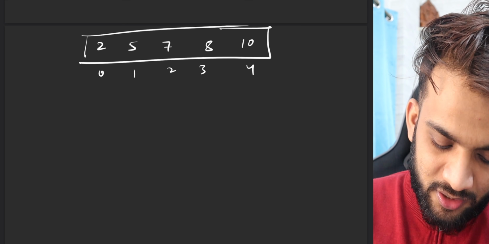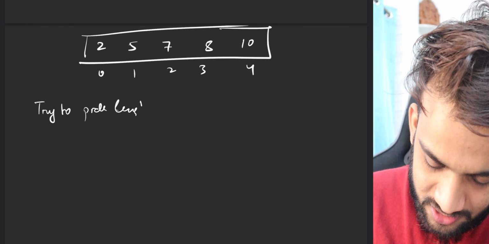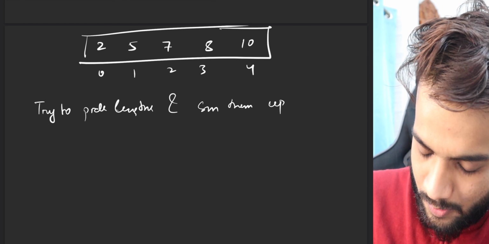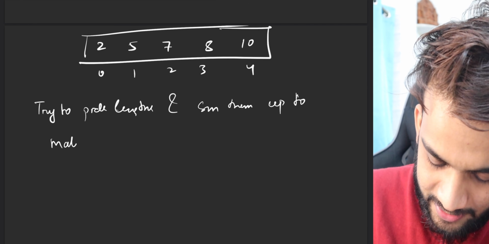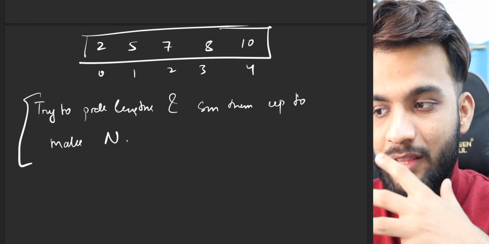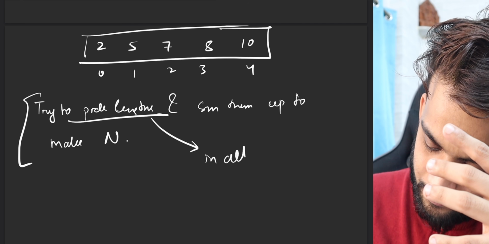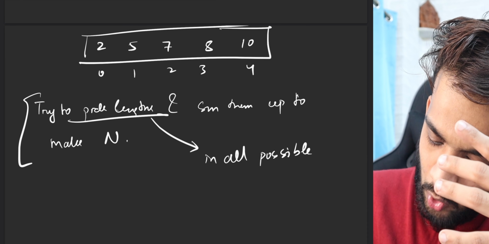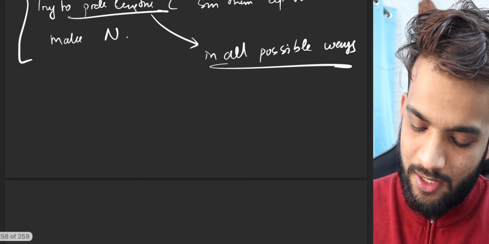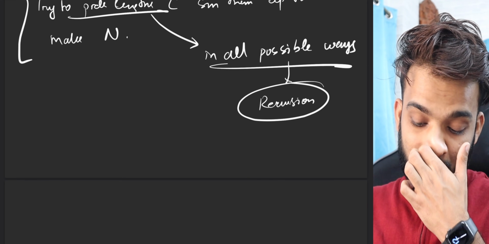So what I'll do is I will try to pick lengths and sum them up to make the given n. This is my funda. I'll try to pick length in all possible ways. And whenever I say in all possible ways, what comes to your brain? Your brain immediately starts saying, okay, best way is to write recurrence, write recursion rather.